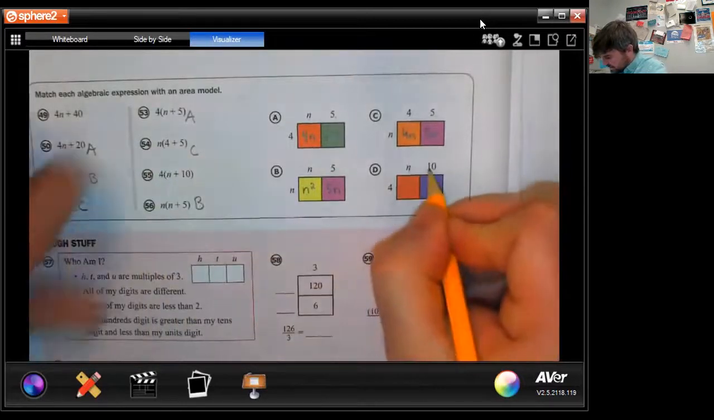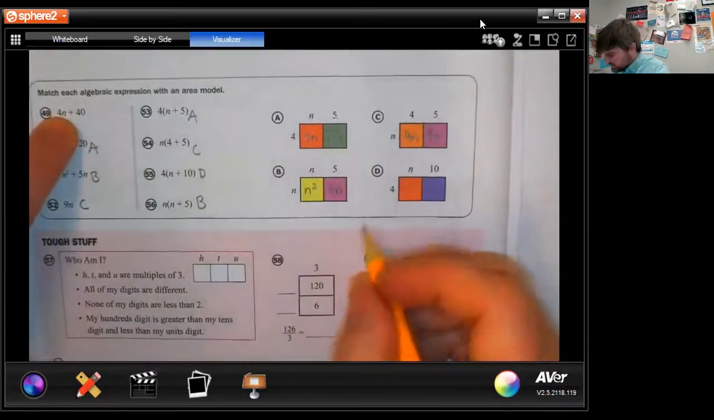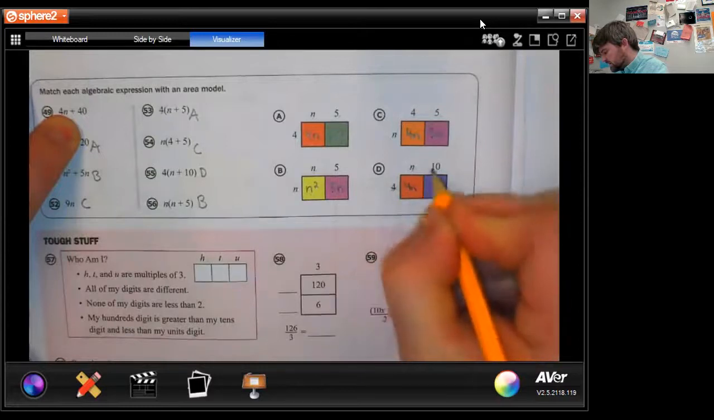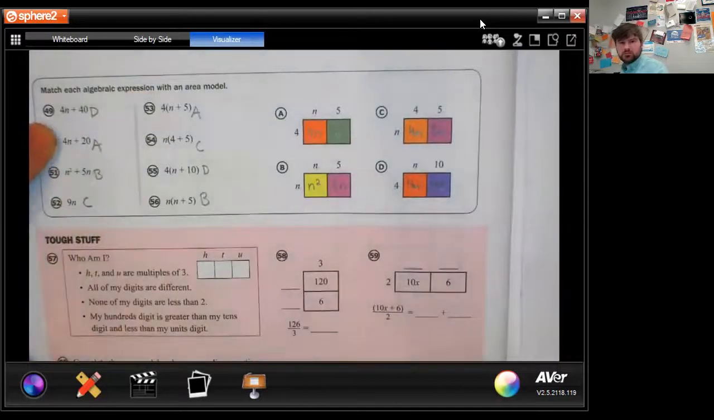N plus 10 times 4. This is D. So this up here should be D. Let's just check. 4 times n is 4n. 4 times 10 is 40. So that does check out.